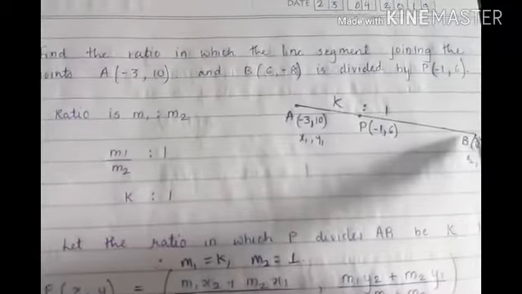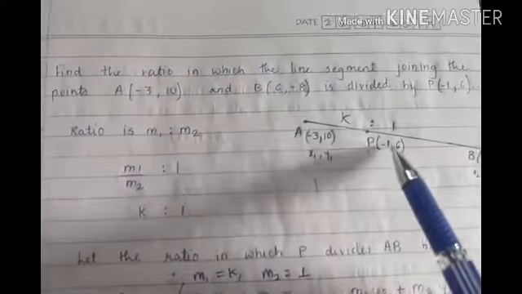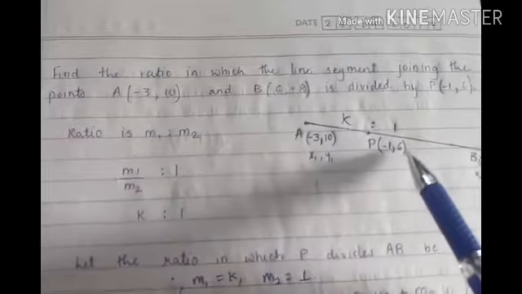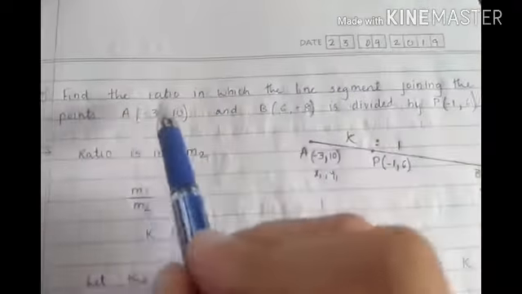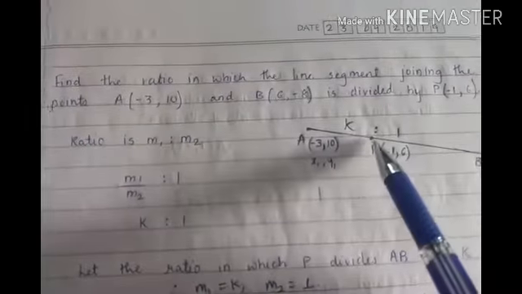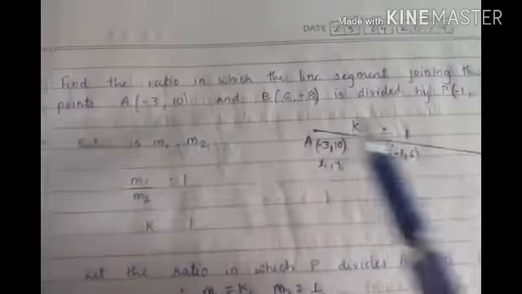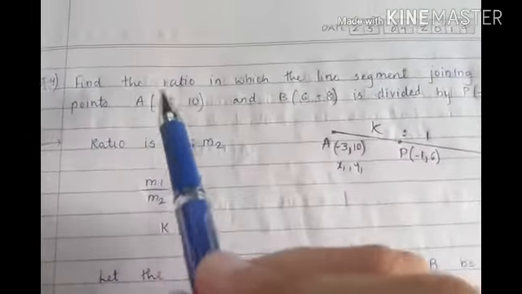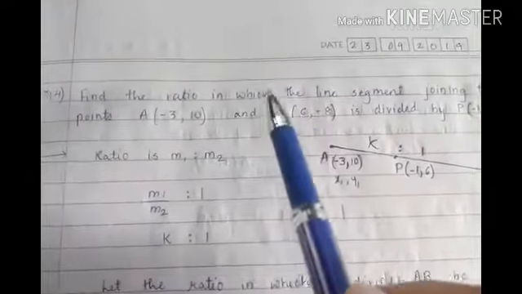Okay, and what is given to us? These two points A and B are given to us, and the point P(-1, 6) is also given to us. And what are we asked? We are asked to find the ratio in which this line segment is divided by this point P(-1, 6). It is what we need to find. We need to find the ratio.